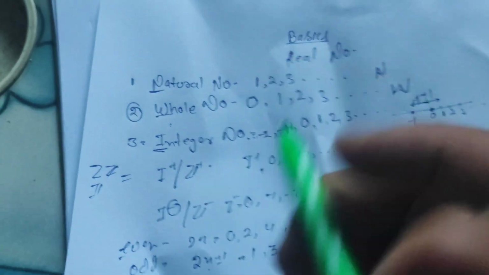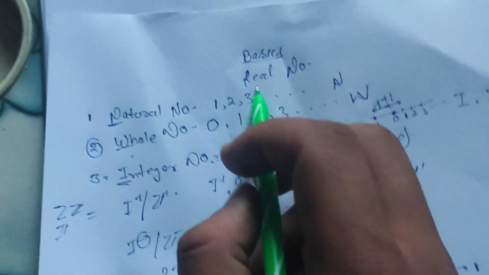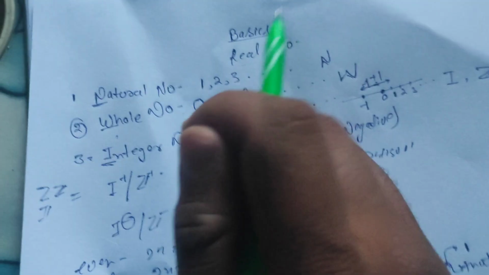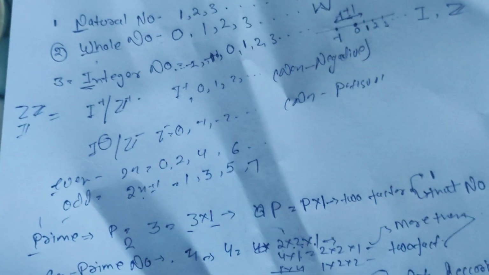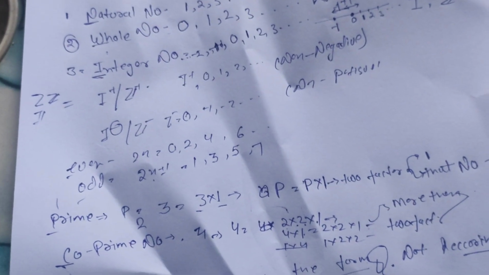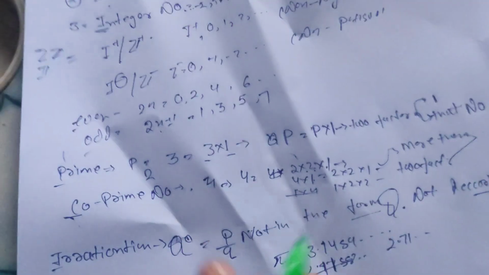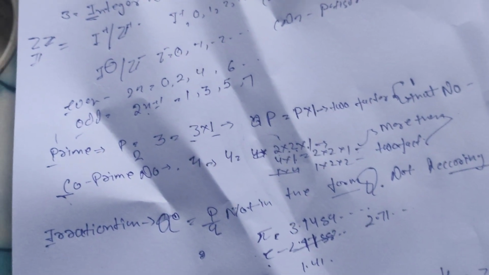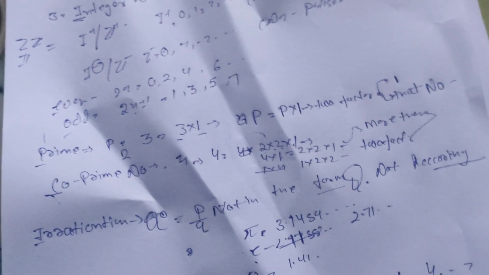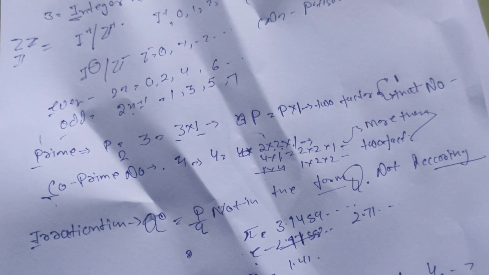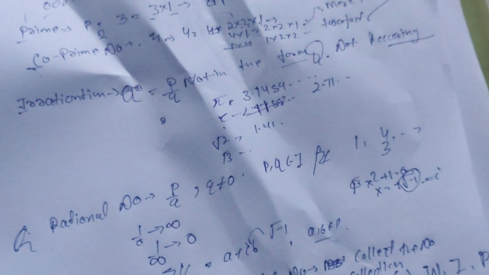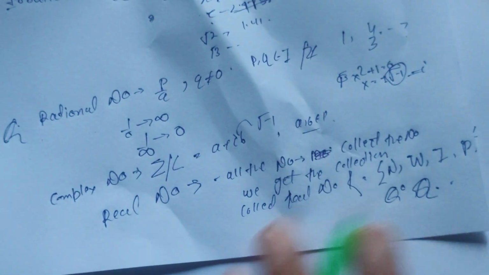So these are some topics, I hope you understand. Let me summarize again. Natural numbers are countable, and whole numbers include 0. Integers include the natural numbers, whole numbers, and even and odd numbers, 2n or 2n plus 1. Prime numbers have only 2 factors. Co-prime numbers have more than 2 factors. Irrational numbers are not in p by q form and are not recurring, and rationals are recurring and in p upon q form. And we have the complex numbers, of which real numbers are a subset.